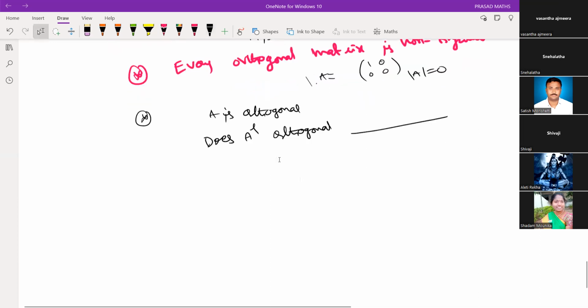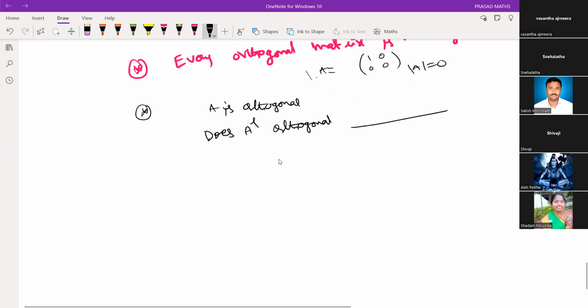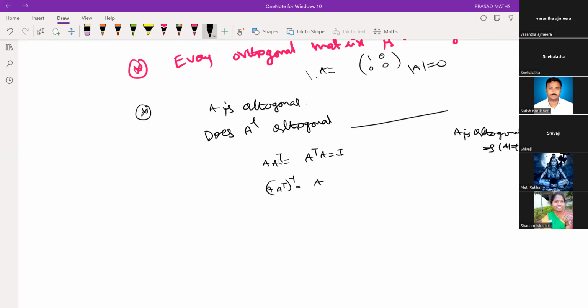Look at the definition. Once A is orthogonal, A times A transpose equals the identity matrix. Already we know A is invertible, because once A is orthogonal, det A is a non-zero number. That means A is non-singular, which means A is invertible. We'll see that later. Once det A is non-zero, it is invertible, so we can talk about the inverse.